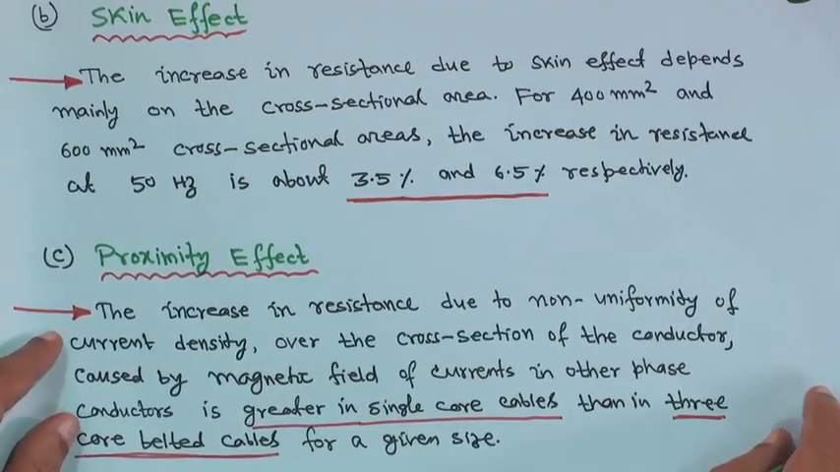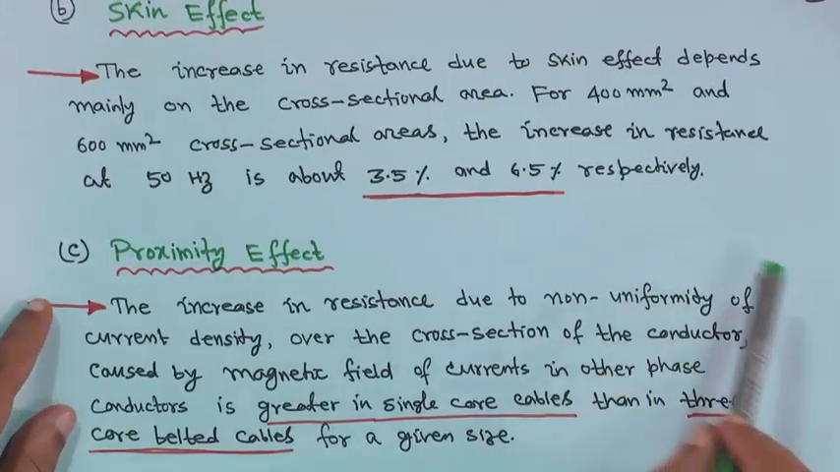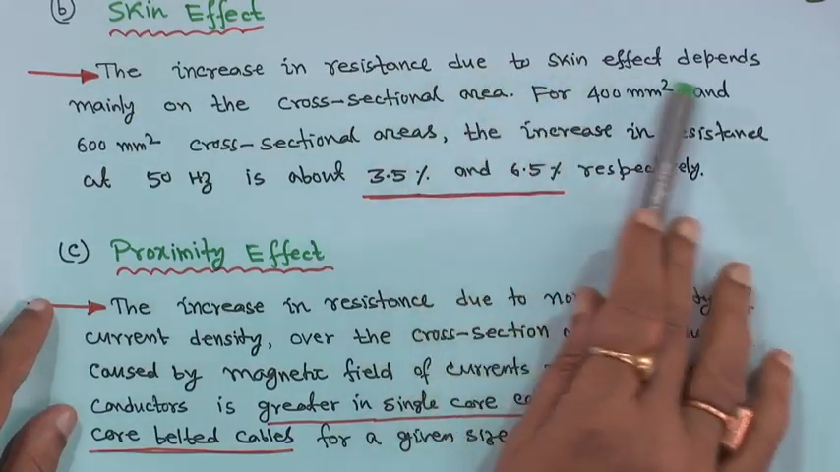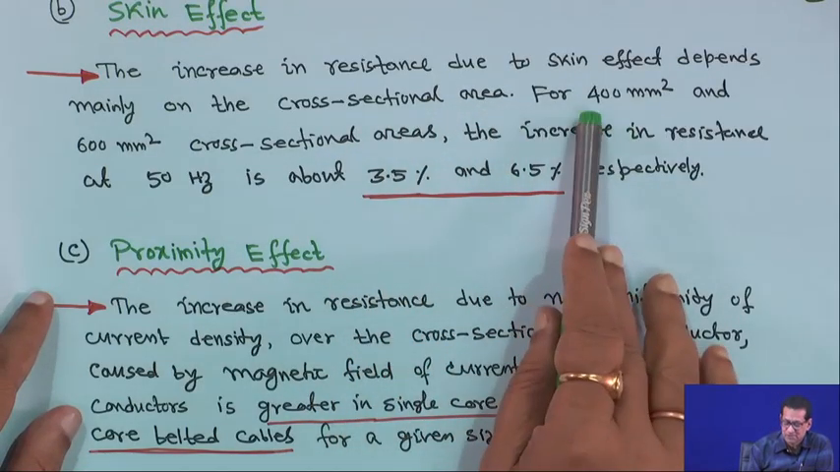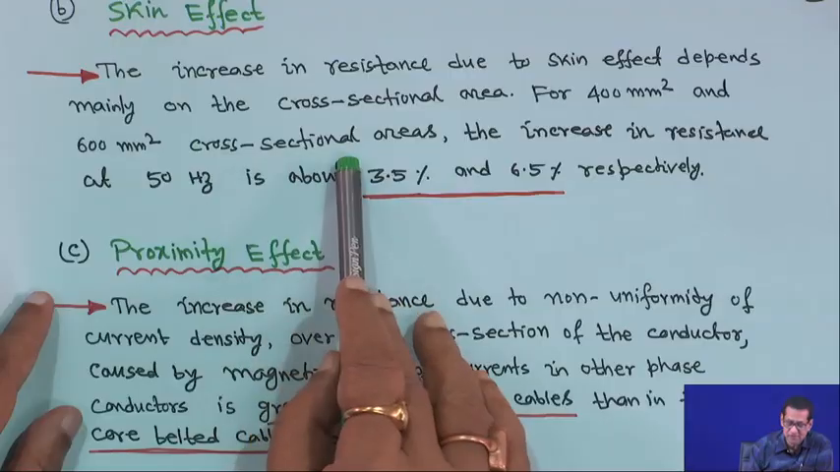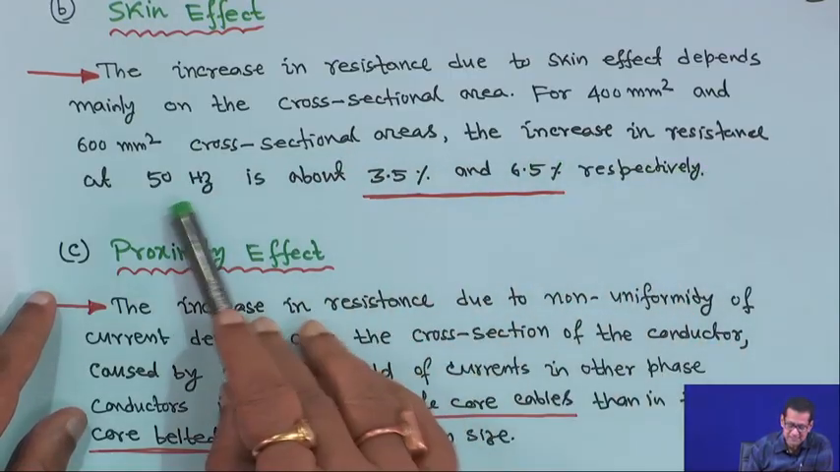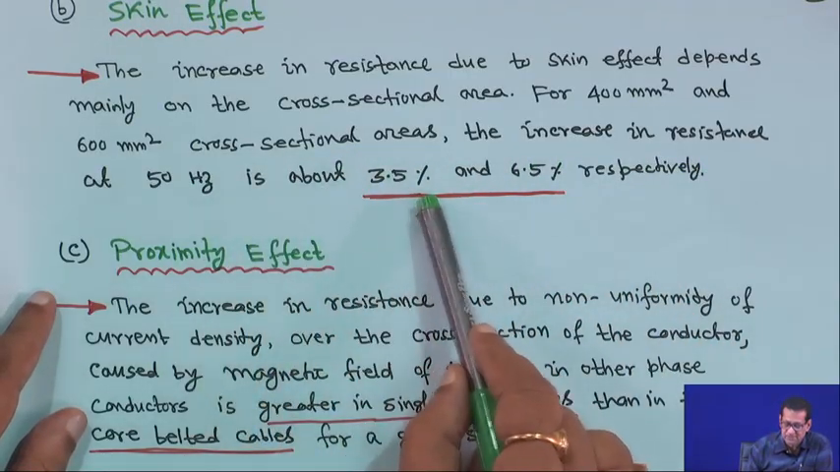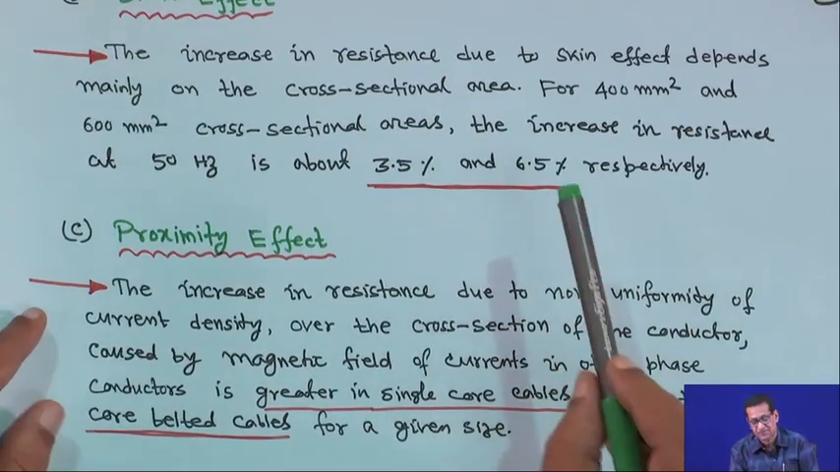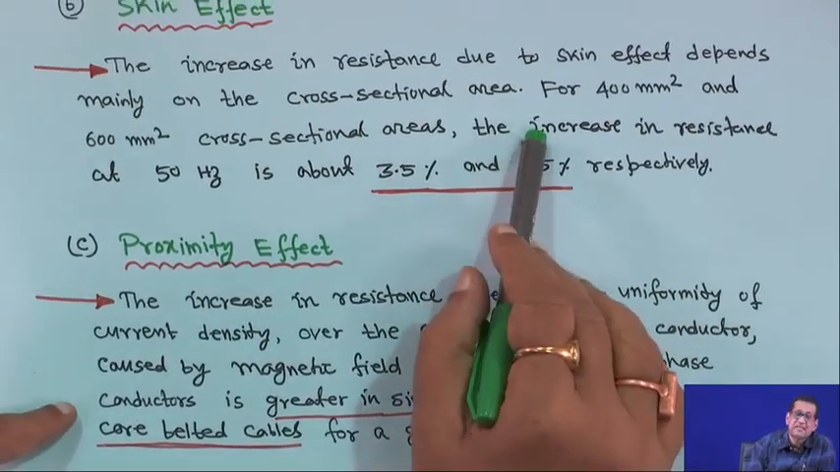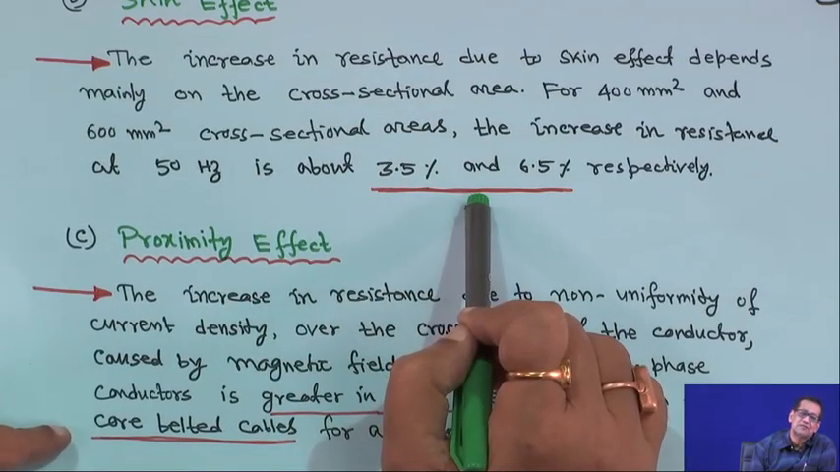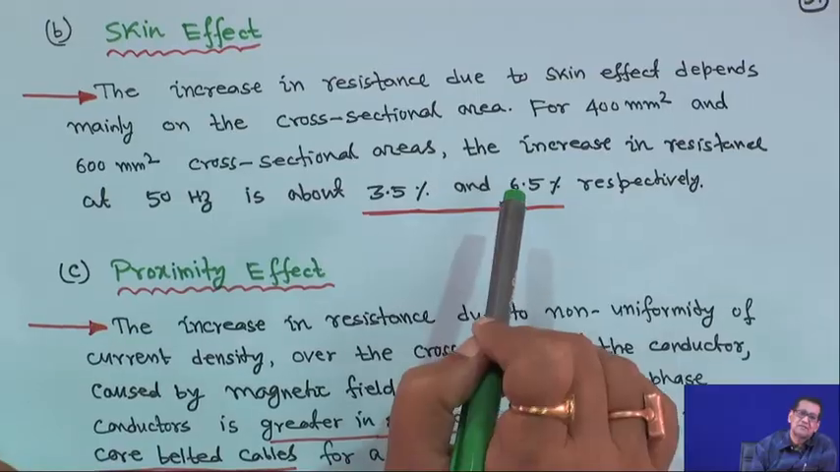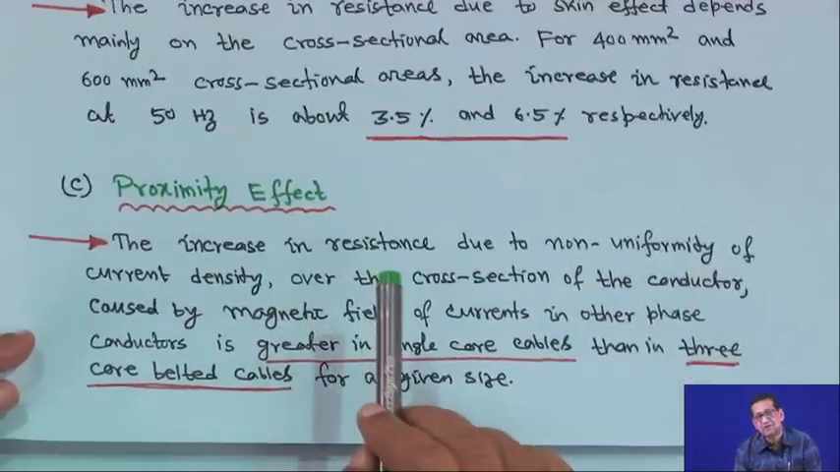Next is skin effect. Skin effect you have studied, so it will not be covered here, just its effect on cable will be given. The increase in resistance due to skin effect depends mainly on the cross sectional area. For example, for 400 square millimeter and 600 square millimeter cross sectional areas, the increase in resistance at 50 hertz is about 3.5% and 6.5% respectively. So, this is for skin effect. Roughly using the cross sectional area of the conductor you can try to compute it also, but in your inductance chapter you have studied skin effect.